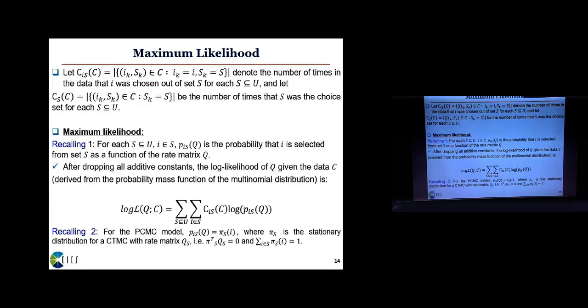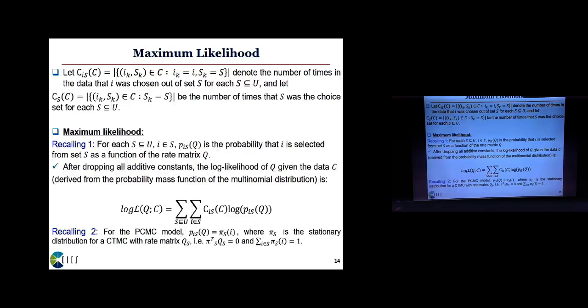For the maximum likelihood, let's define C i S as the number of times in the data that i was chosen from the set S, and also C S as the number of times that S was chosen, for each S as a subset of U. So there are two recallings here. For each S, pi S of Q is the probability for the selection of S as a function of the rate matrix Q. After dropping all the constants, the log likelihood of Q given the data C, derived from the probability mass function of the multinomial distribution, gives this expression.